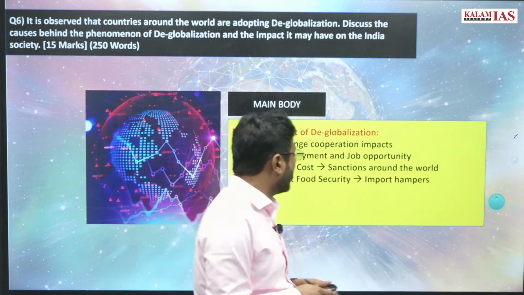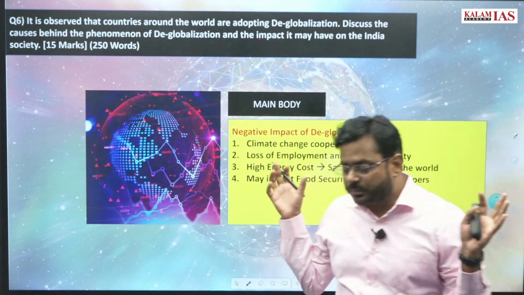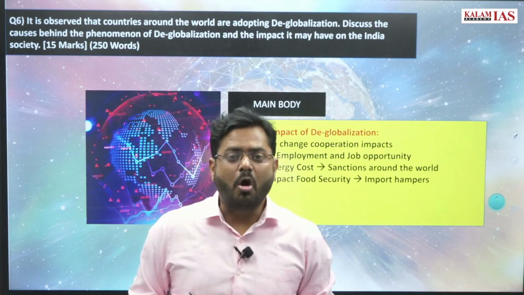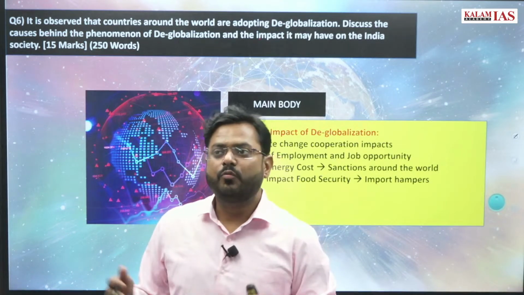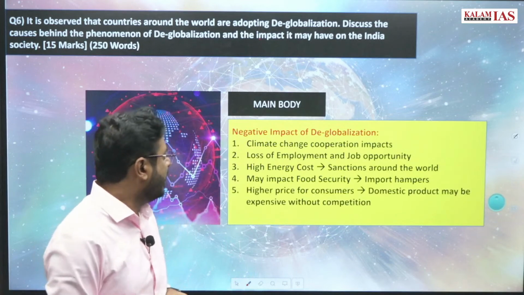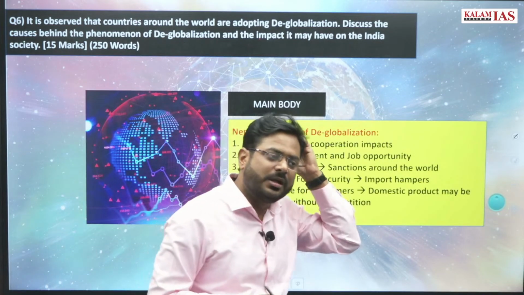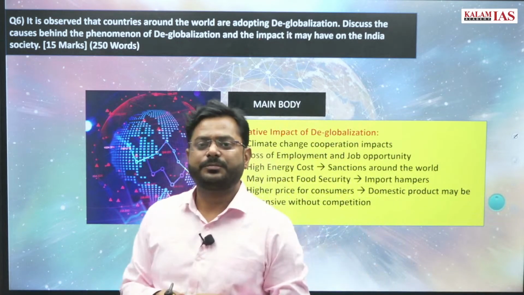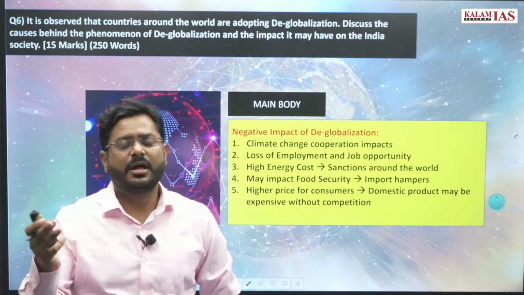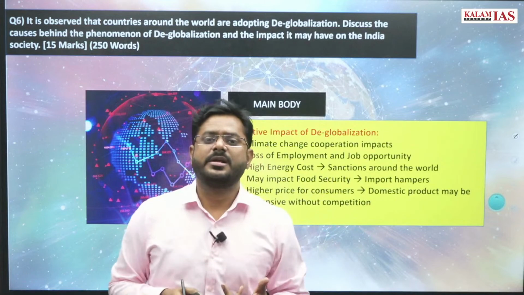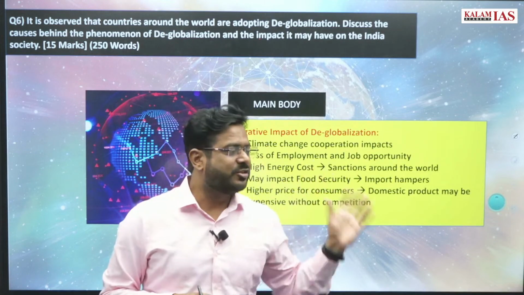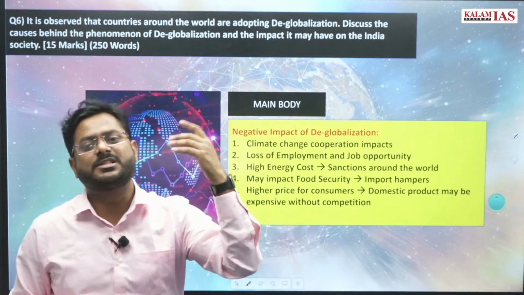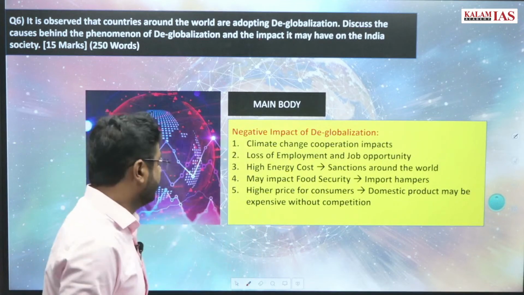Then it may also impact food security, because India is still importing a large quantity of palm oil and a large quantity of pulses. So all these things will be hampered, right? Then higher prices for consumers, because domestic products may not have enough competition. Therefore prices will not reduce, they will further increase, there will be more inflation, right?